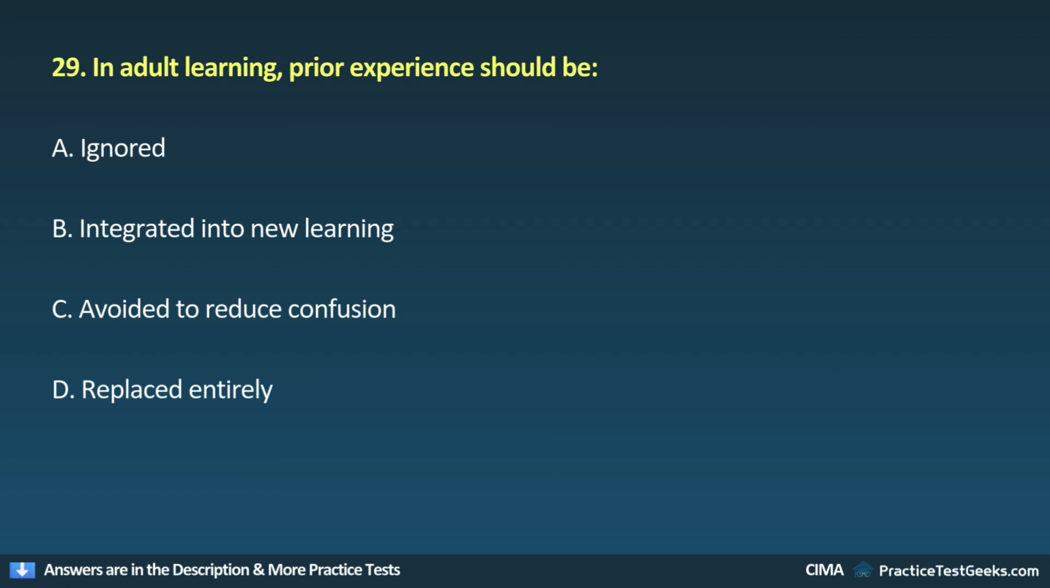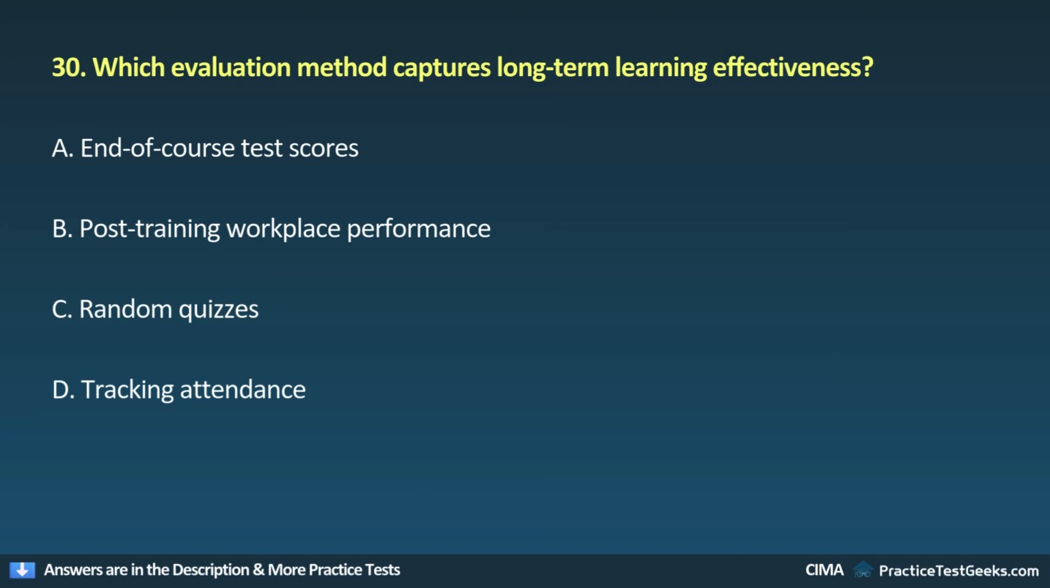29. In adult learning, prior experience should be A. Ignored. B. Integrated into new learning. C. Avoided to reduce confusion. D. Replaced entirely.